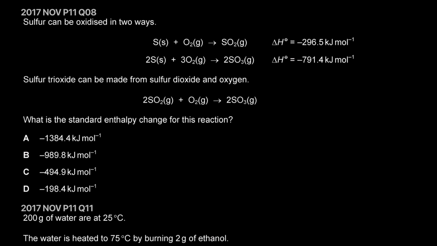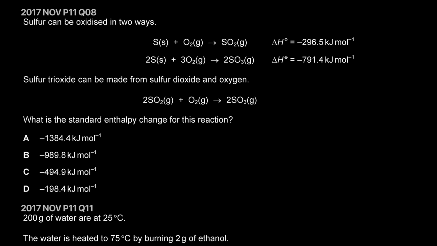So sulfur can be oxidized in 2 ways. We can make sulfur dioxide from sulfur, or we can make sulfur trioxide from sulfur, by reacting it with oxygen. Sulfur trioxide can also be made from sulfur dioxide and oxygen. What is the standard enthalpy change for this reaction?